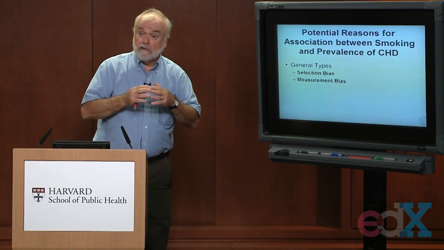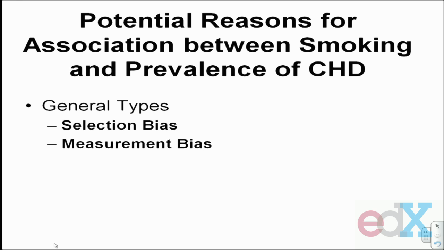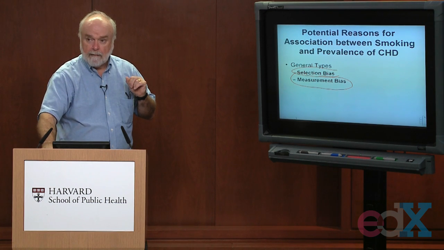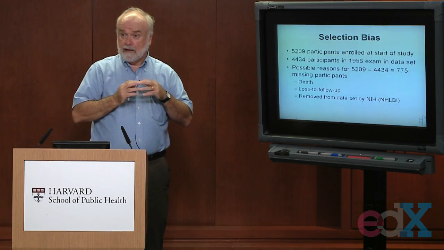So in general, there are two types of bias. Bias due to enrollment, let's call those selection bias, and bias due to the collection of data, measuring things on people. Let's call that measurement bias. And both of them could be true in this cross-sectional study we just looked at. So for example, let's look at selection bias.